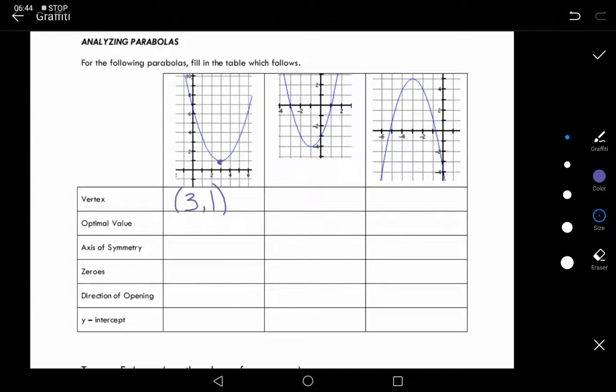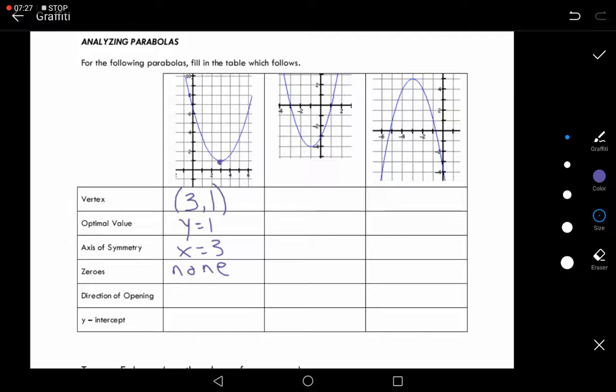The optimal value, remember, is the y-coordinate of your vertex, so your optimal value here is y equals 1. The axis of symmetry is the x-coordinate of your vertex, so that is just x equals 3. It's asking for our zeros. Remember, our zeros are where we cross the x-axis, which is this line here. As we can see, our graph of that parabola is never crossing the x-axis, so we don't have any zeros. We're just going to put none.